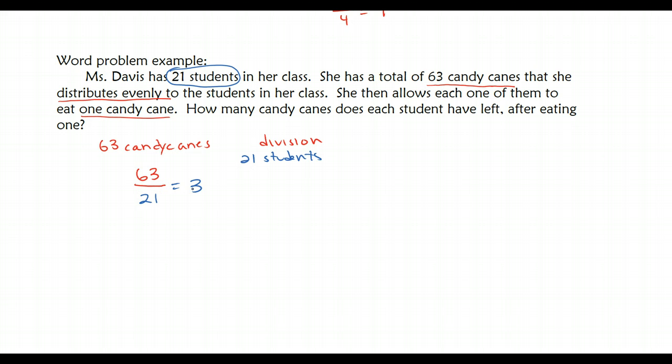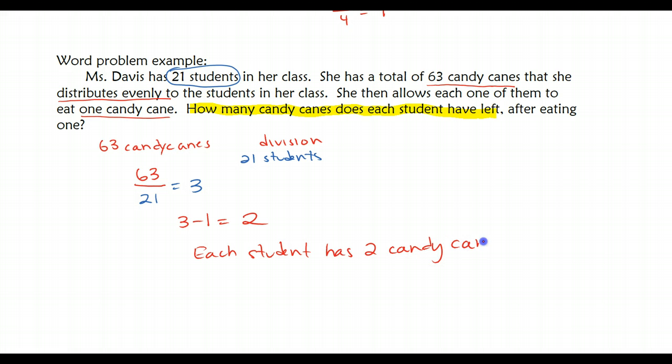Now the second part of this question says she then allows each of them to eat 1 candy cane. So we want to take away now one of those candy canes to figure out. The question here reads, how many candy canes does each student have left after they've already eaten? So we're going to take that 3 and subtract away 1, leaving me with 2. So each student has 2 candy canes.